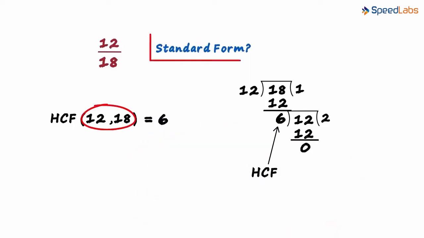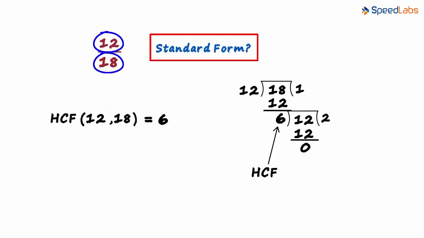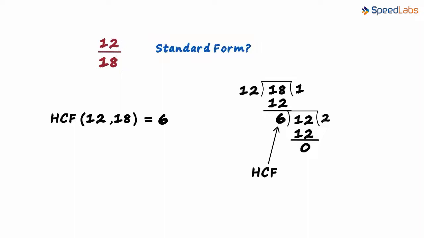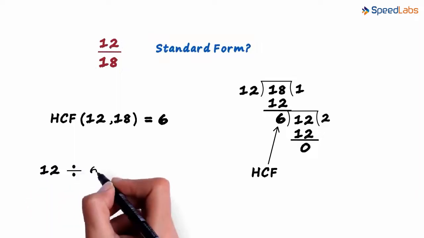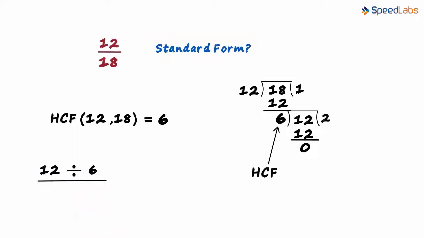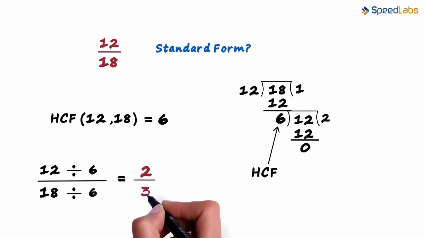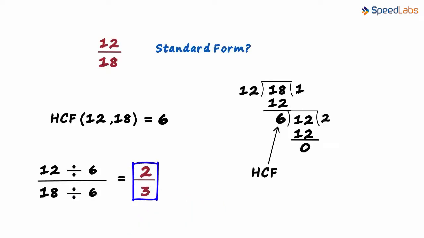To reduce this to the standard form, all we need to do is divide the numerator and the denominator by 6. So the numerator becomes 12 by 6 and the denominator becomes 18 by 6. 12 by 6 is 2 and 18 by 6 is 3. This is the standard form of 12 by 18.